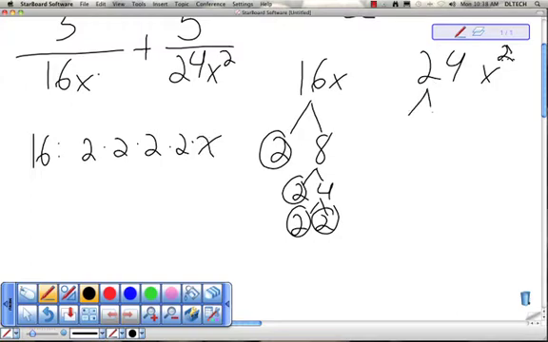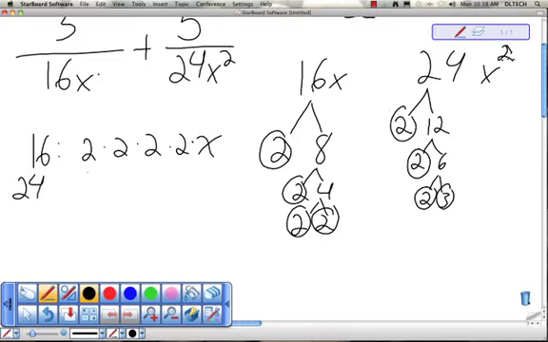So now we go to 24. We ask ourselves what two numbers will give us 24, and that is 2 and 12. And then we have to break up the 12, which is 2 and 6. We break up the 6, which is 2 and 3. And so now we found our prime factors of 24. They consist of 2, 3, 2, 2. Now we look at the x squared, and we need two letters that will give us x squared, and that is just x times x. And so we add that here.